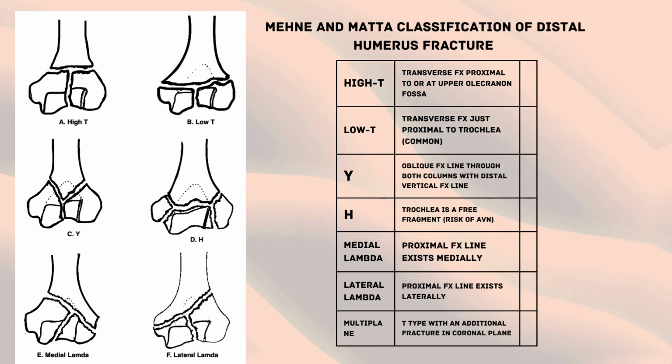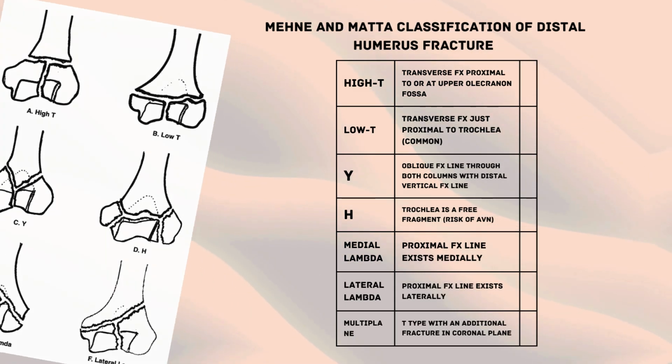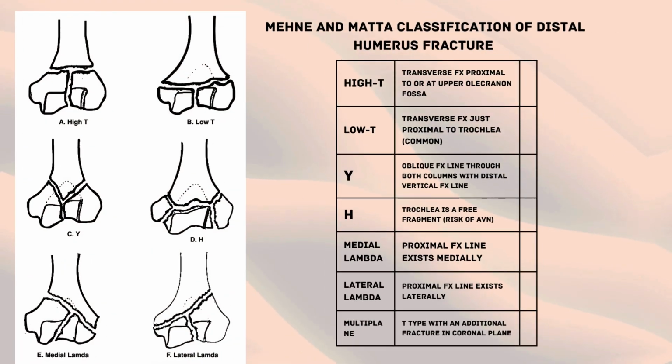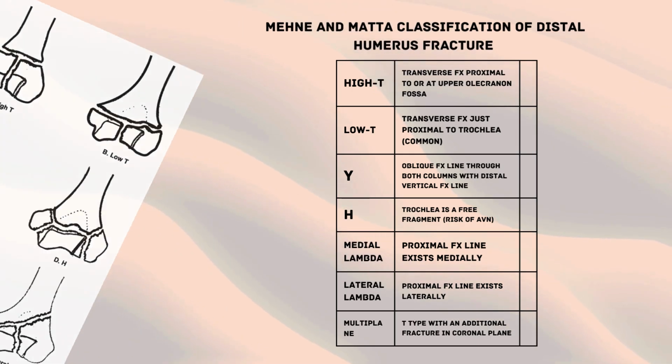And the Y is an oblique fracture line through both columns with a distal vertical fracture line, and as the trochlea is a free fragment, in this fracture there is a high risk of avascular necrosis. And in the medial lambda the proximal fracture line exists medially, and in the lateral lambda the proximal fracture line exists laterally, and the multiplanar is the T type with an additional fracture in the coronal plane.